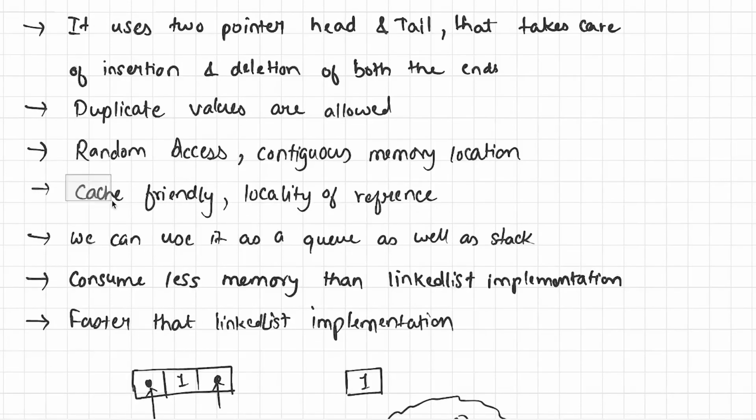Now the next feature is cache friendliness. Because of the locality of reference, it is more likely that the elements next to the first element or the last element are stored in the cache of the CPU, so that whenever you access the first and last element, you get the element from the CPU only. Your CPU does not have to make a round trip to RAM to access the element.